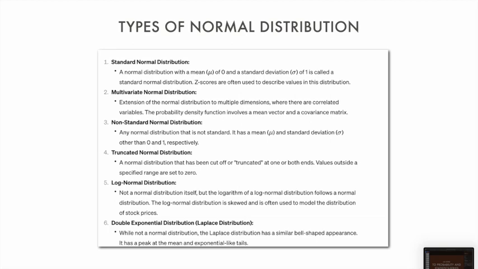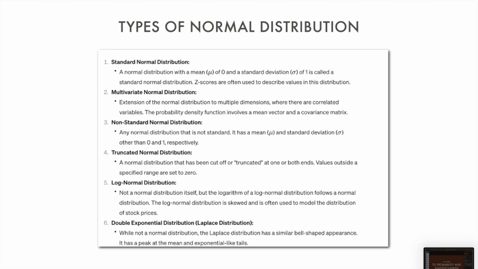Truncated normal distribution has been cut off or truncated at one or both ends. Values outside of a specified range are set to 0. Log normal means the logarithm of a log normal variable follows a normal distribution. The log normal distribution is skewed and is often used to model the distribution of stock prices.